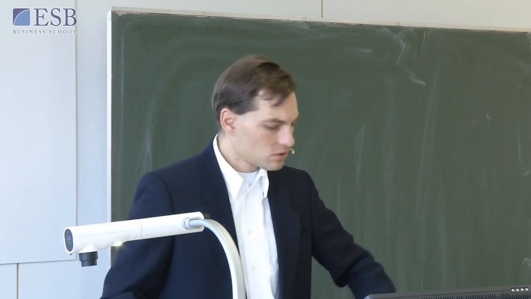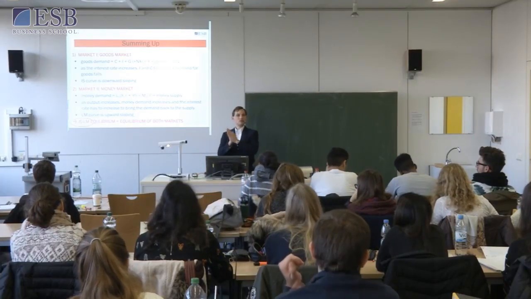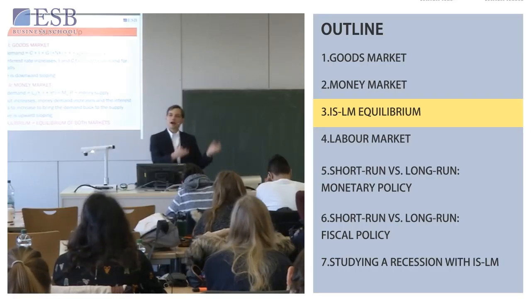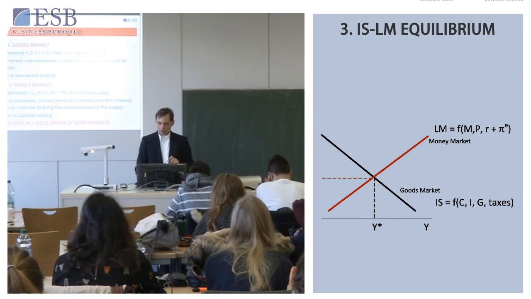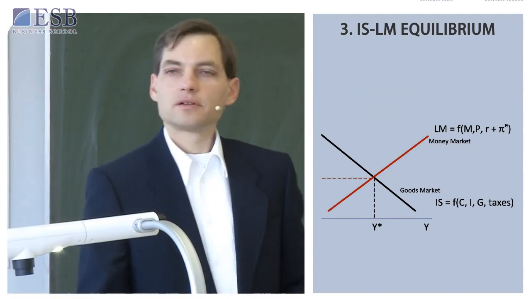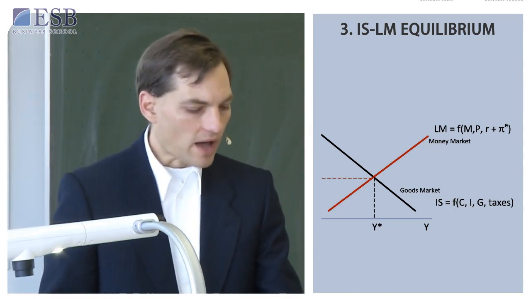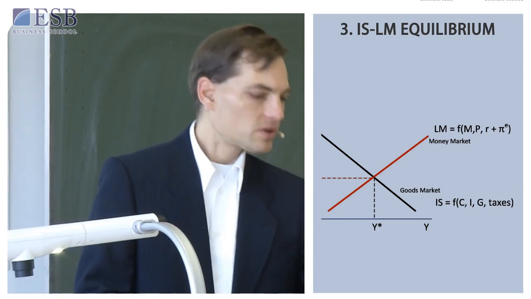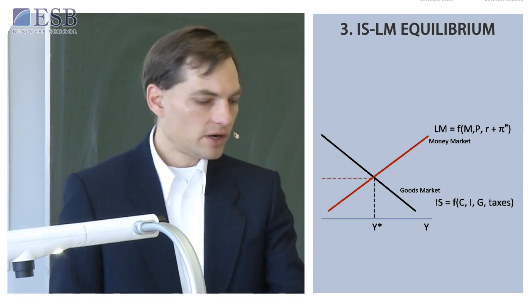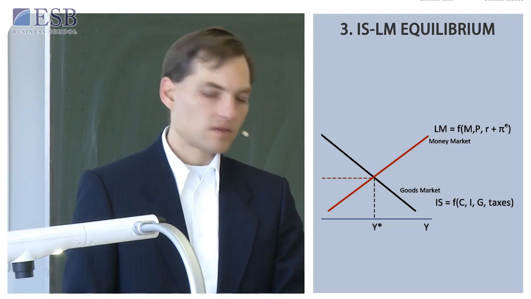And now what we are going to do finally is bring both curves together: the IS curve, which is representing the goods market, and the LM curve, which is representing the money market. That gives me the IS-LM model and the equilibrium. So let's show the IS-LM model. It's based on a diagram where we have output on the horizontal axis and the interest rate on the vertical axis, and we have an upward sloping LM curve, which is representing the money market. We have a downward sloping IS curve, which is representing the goods market.